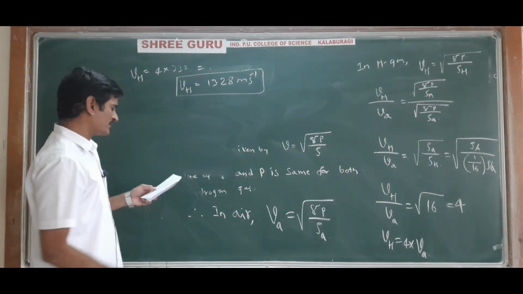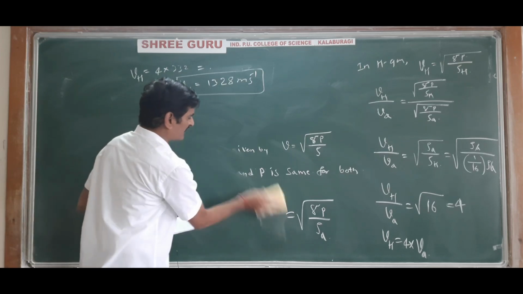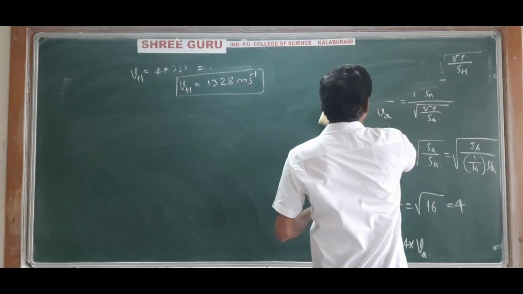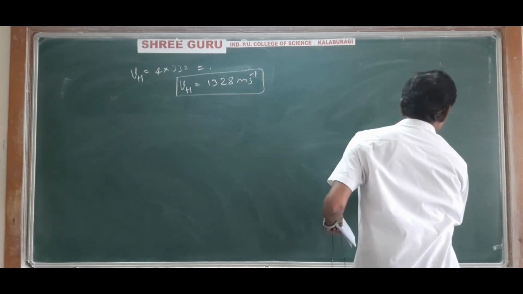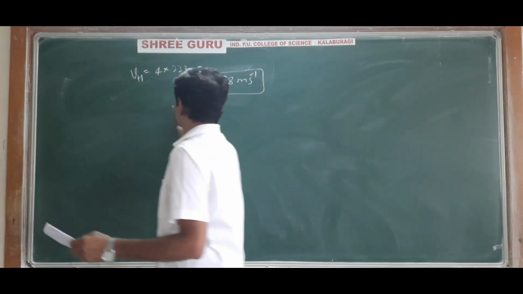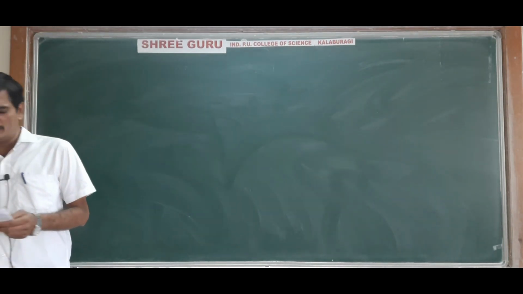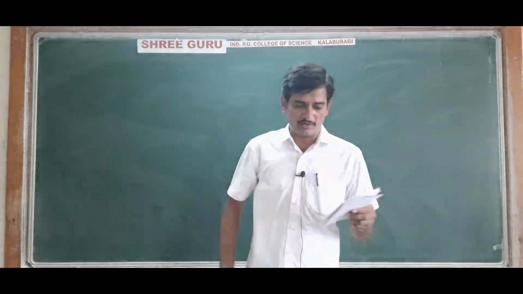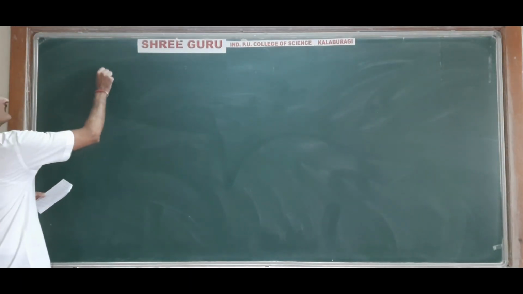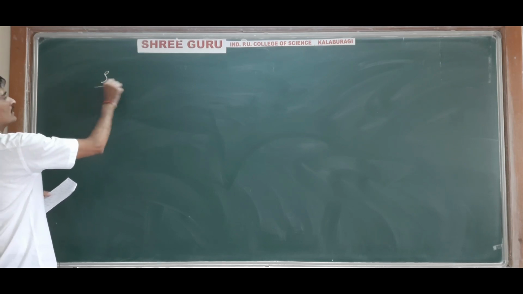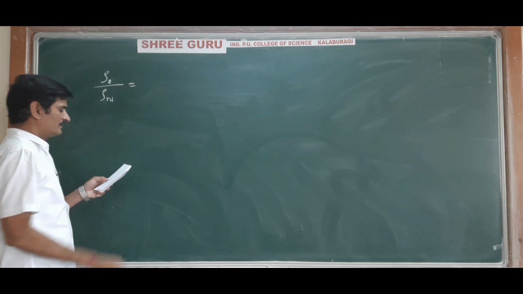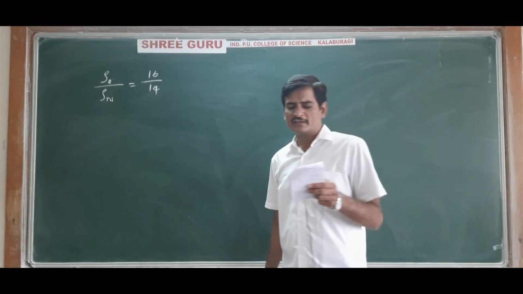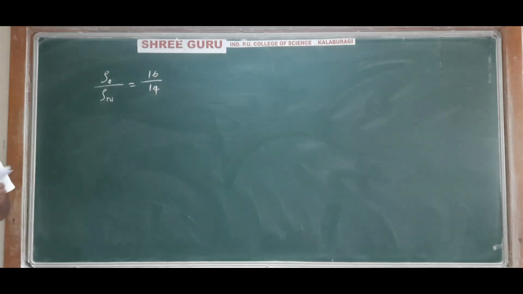The ratio of densities of oxygen and nitrogen is 16:14. The ratio of densities of oxygen divided by nitrogen is 16:14.